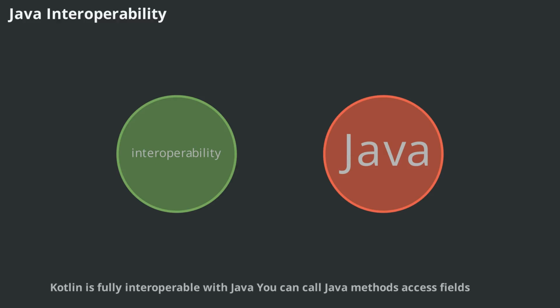You can call Java methods, access fields, and use libraries directly from Kotlin. Likewise, Java can call Kotlin functions and properties. Use annotations like @JvmStatic and @JvmOverloads to fine-tune interop.